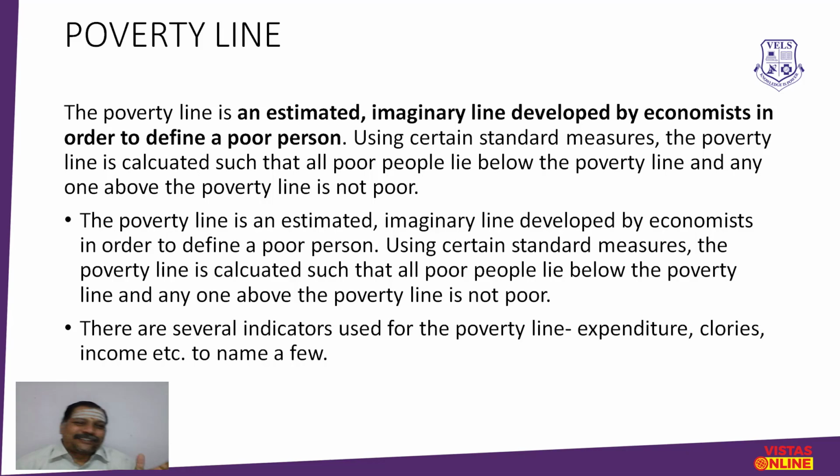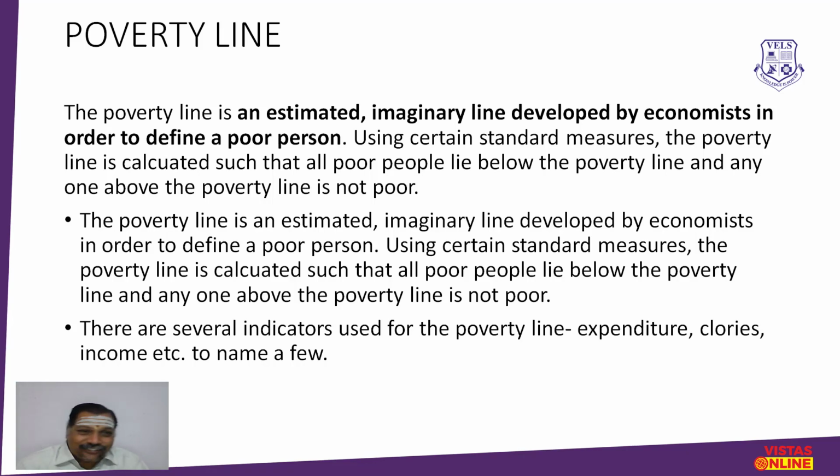It is only an estimated or an imaginary line, and it may differ from person to person and from period to period. So based on the particular economic situation, we have to give a particular value for the income level, and those who don't have that much income will be categorized as being below the poverty line.